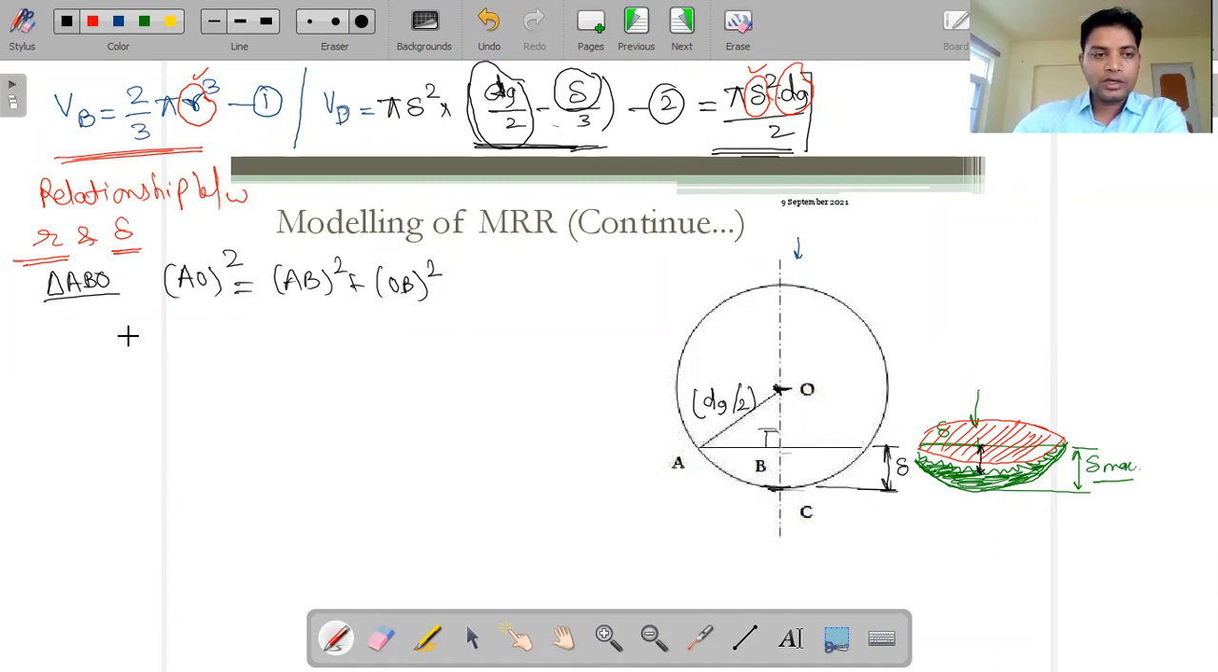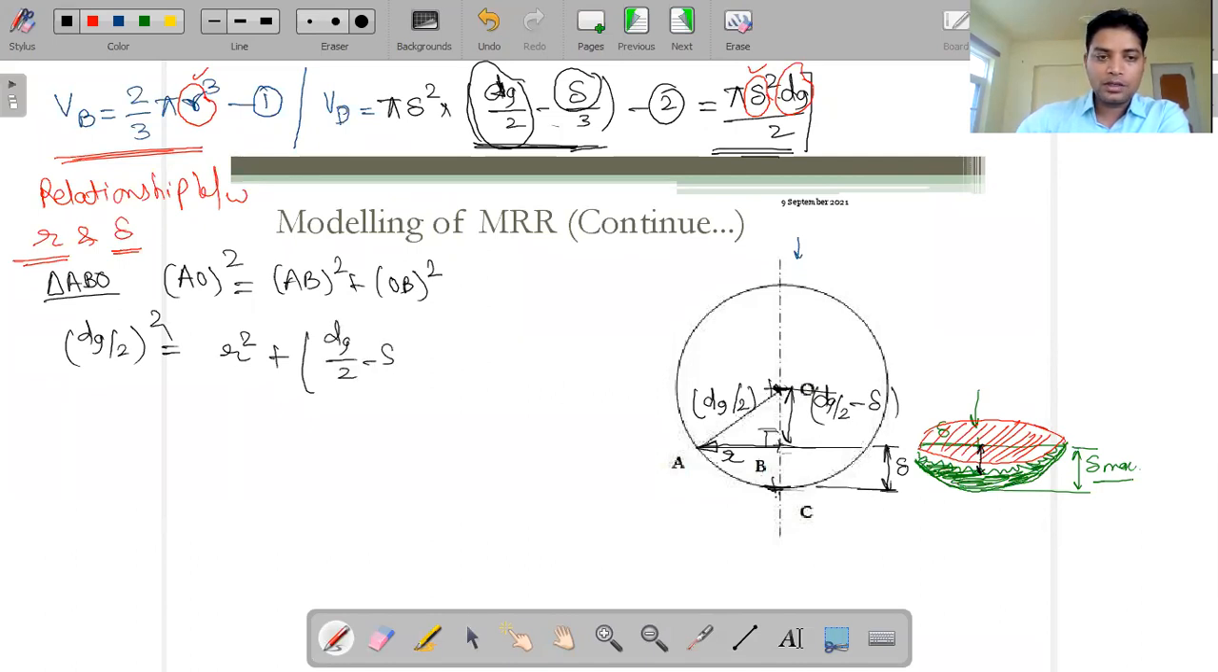AO is dg by 2, so (dg by 2) whole square equals AB square plus OB square. AB is small r, so this is small r square. OB is from here to here. How do we calculate this? OC is dg by 2 and BC is delta. So OB will be dg by 2 minus delta, so this is (dg by 2 minus delta) whole square.